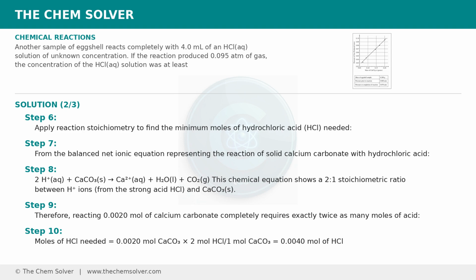Moles of HCl needed equals 0.0020 moles CaCO3 times 2 moles HCl over 1 mole CaCO3, which is equal to 0.0040 moles of HCl.